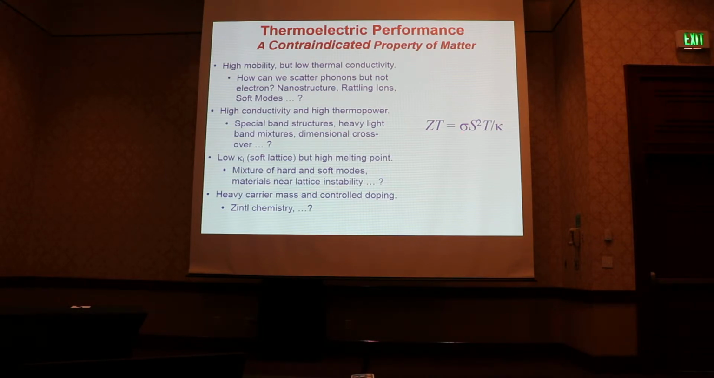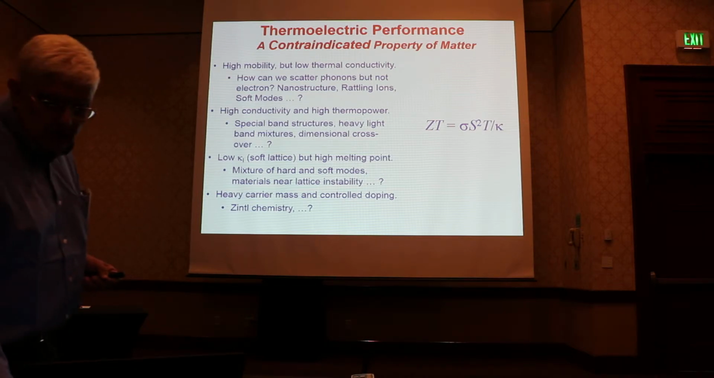And the problem is, according to the parabolic band model, sigma and S are oppositely related. And so if you want high sigma, you should have high doping and light effective mass. And if you want high S, you should have the opposite. And unfortunately, it just doesn't work out. And then there's other contradictions having to do with the thermal conductivity.